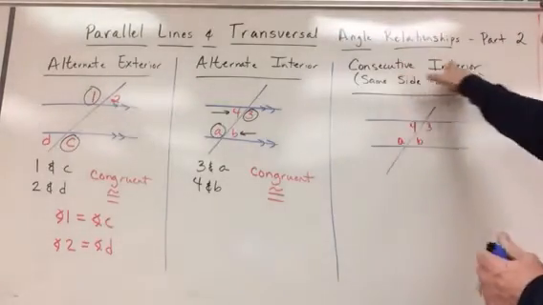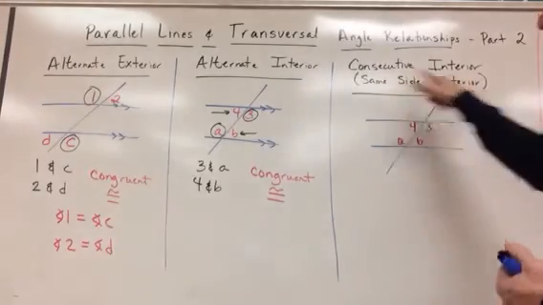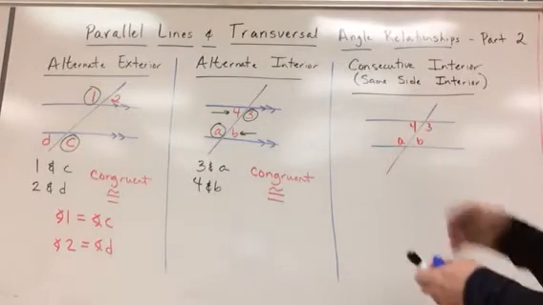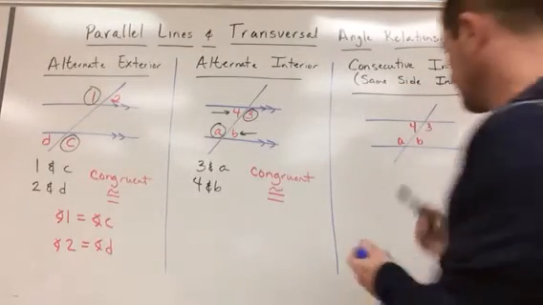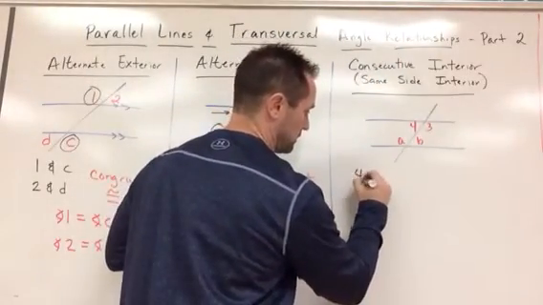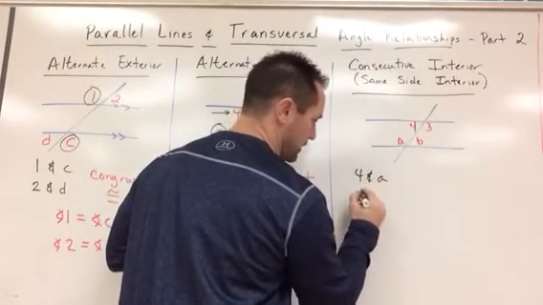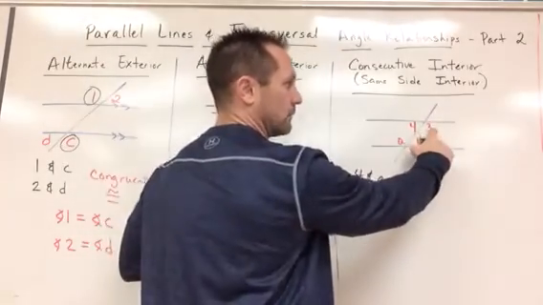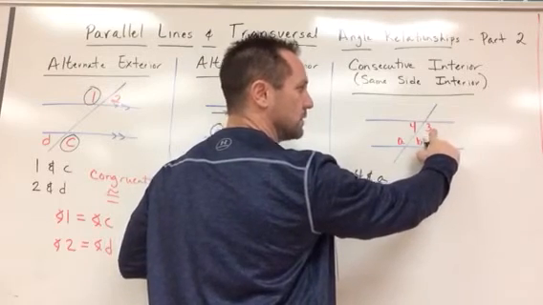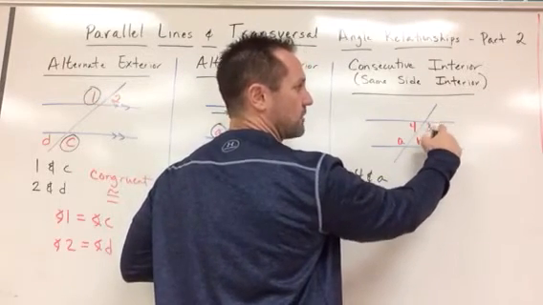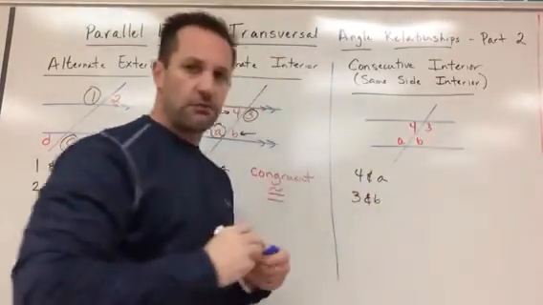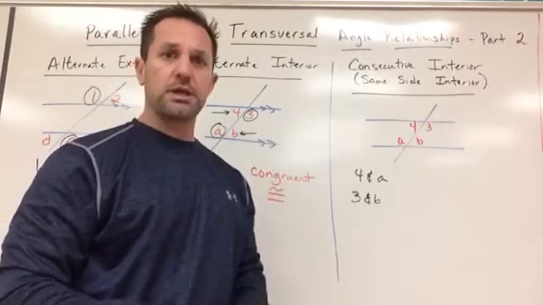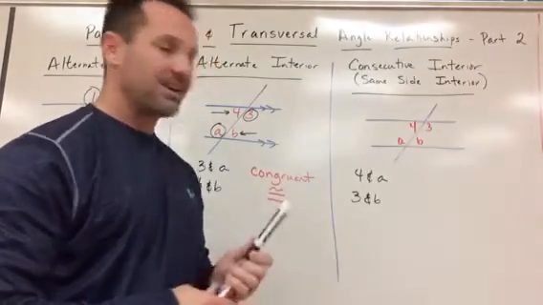And this one, consecutive interior or same side interior, is different from alternate interior because it doesn't have the word alternate. Same side. What angles are on the same side of the parallel line? Well, 4 and A, and then 3 and B. And if we look, angle 3 is obtuse, angle B is acute. So we have an obtuse angle and an acute angle, and if we have obtuse and acute, they cannot be congruent. If they can't be congruent, the only other option we have is that they are supplementary.